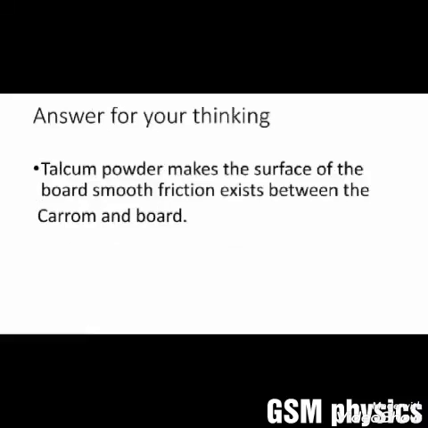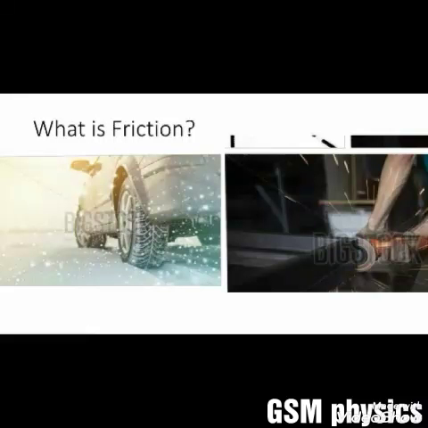Now the answer. Carom powder makes the surface of the board smooth. Friction exists between a carom and the board. Sprinkling carom powder makes it easier to slide the carom on the carom board. The powder makes the surface of the board smooth. Friction exists between the carom and the board. What is friction?